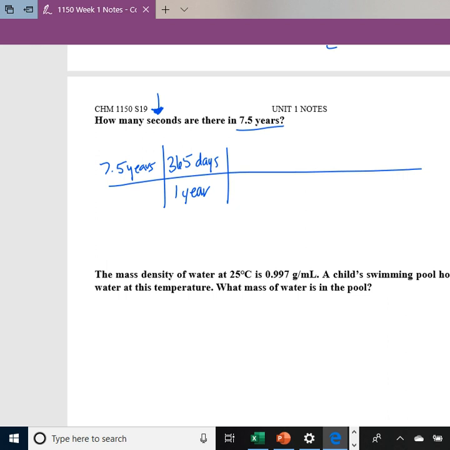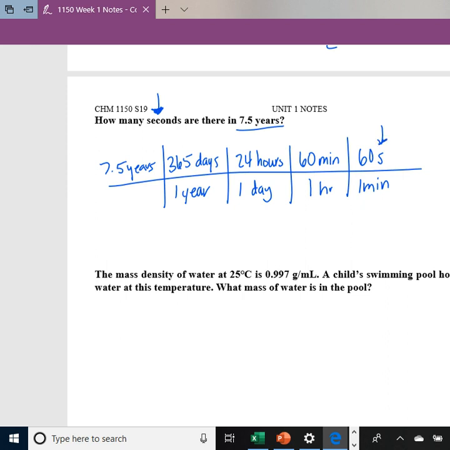And then I know that there are 24 hours in 1 day. I know that there are 60 minutes in 1 hour, and you can see how I'm just breaking this down to the next easiest conversion factor that I know. Then from minutes, I know that there are 60 seconds in 1 minute. And that's actually as far as I need to go. So now I have seconds on the board, and that's my goal, so that's good.